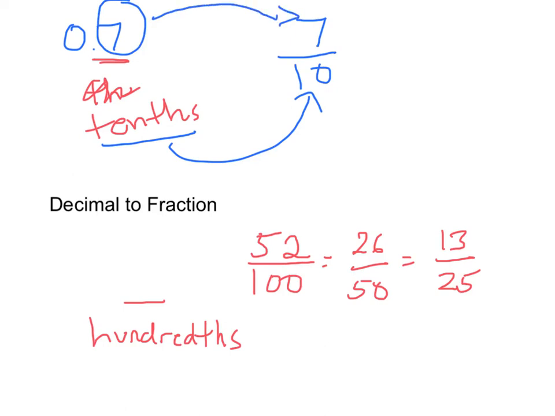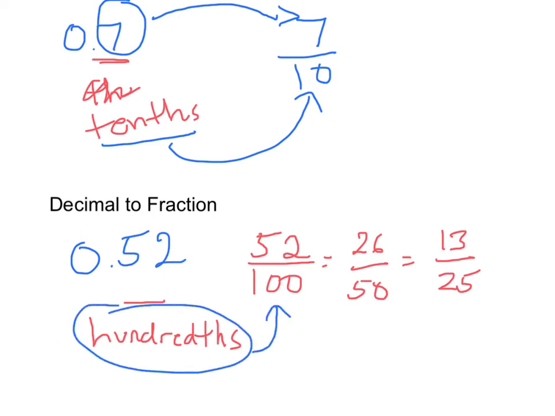Down here, I'm just going to write out the decimal again, 0.52. This is my denominator. This becomes my numerator. And you should always put fractions in lowest terms. Always, always, always.